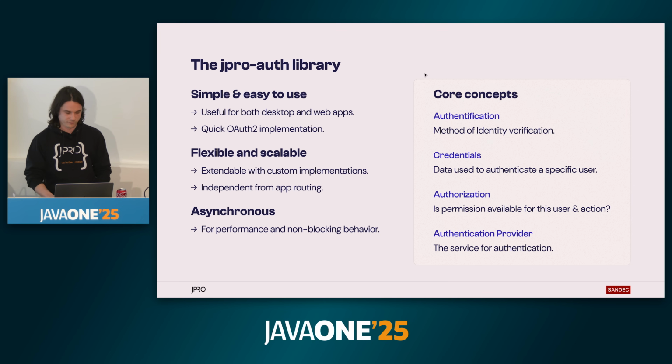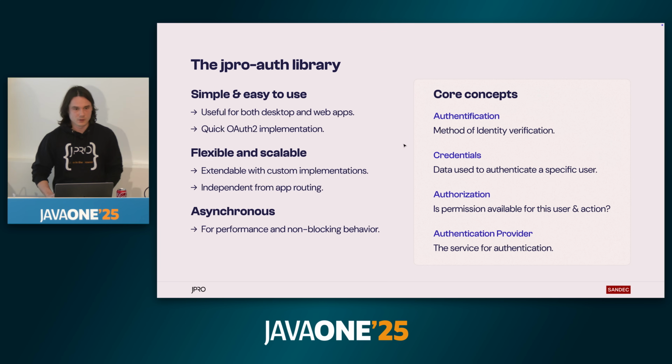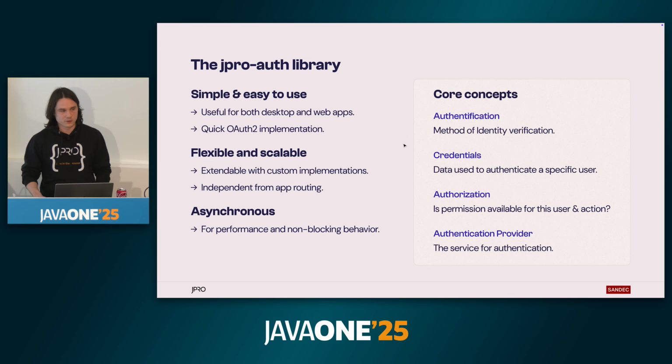For the JPro Auth libraries, there are usually 4 main components. You have the authentication, which is the process to identify a person. Then we have the credentials, which is some form of data which is used to authenticate a specific user. The authorization process checks which person is allowed to do what. And the authentication provider is usually some service to authenticate.